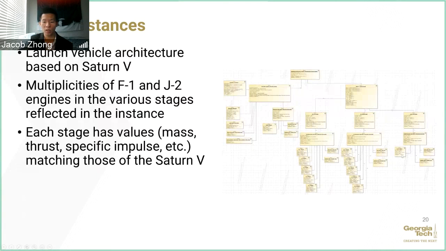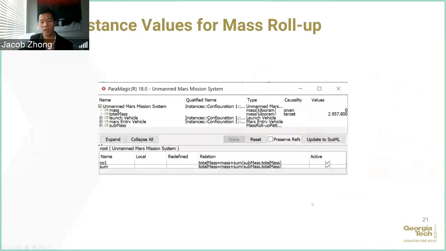For the launch vehicle, a lot of the values came from existing values for the Saturn V. So this whole launch vehicle configuration was modeled after that. Using these values results in a mass rollup, a total mass of 2,957,800 kilograms. This was done using the parametric mass rollup pattern that I mentioned earlier, where each part is the sum of the part mass itself, as well as the sum of all its children.